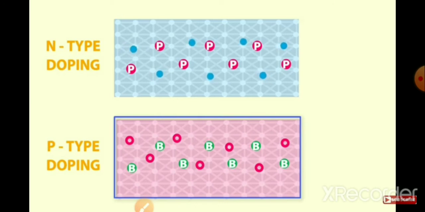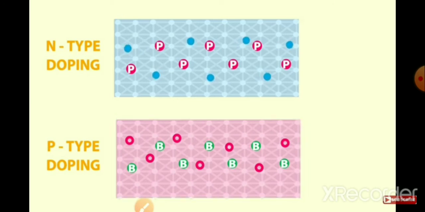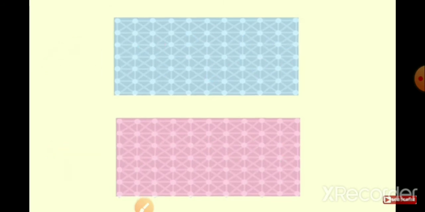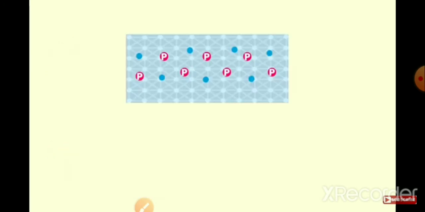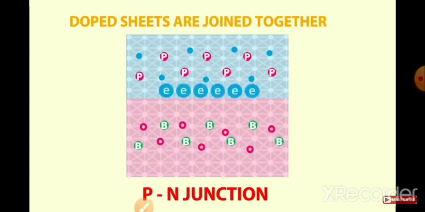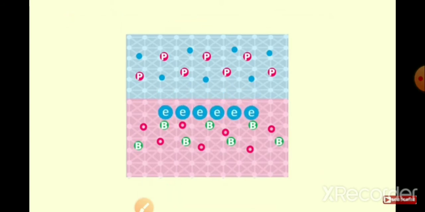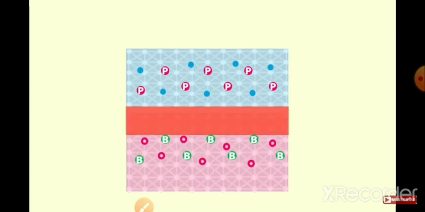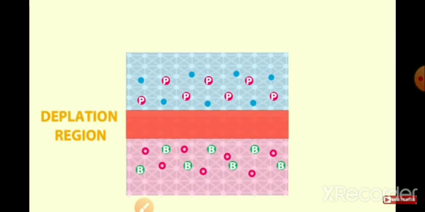Now if these two sheets are joined together, they will form the P-N junction. Here you can see both sheets are joined together and the P-N junction is formed here. Now, from the N region, some electrons will move to the P region.